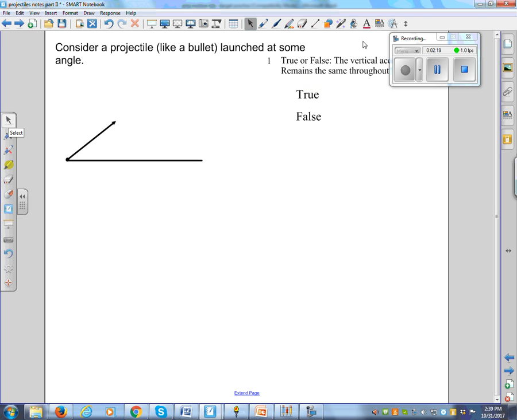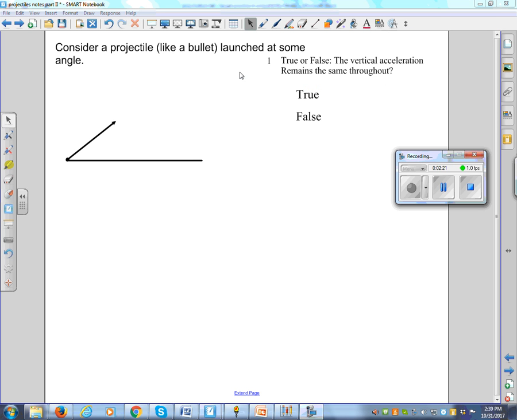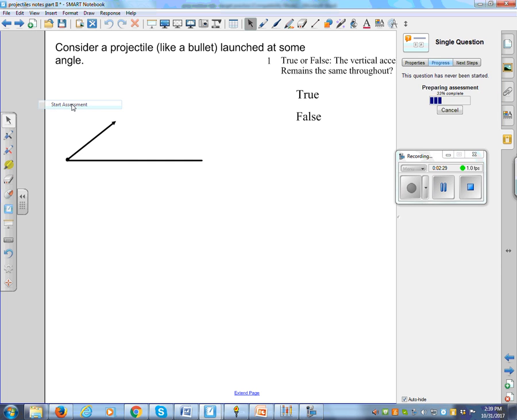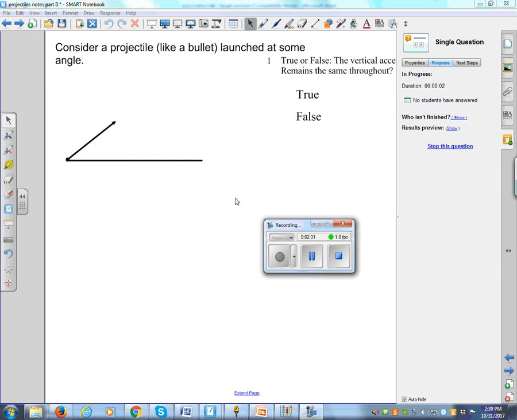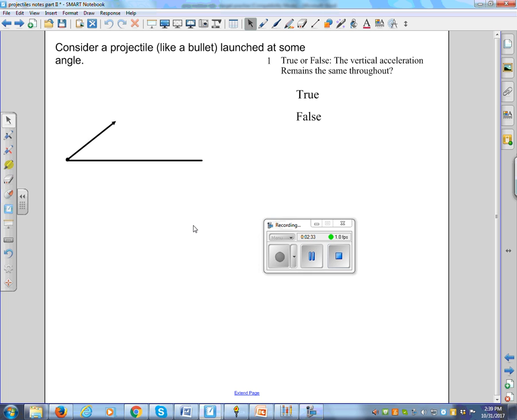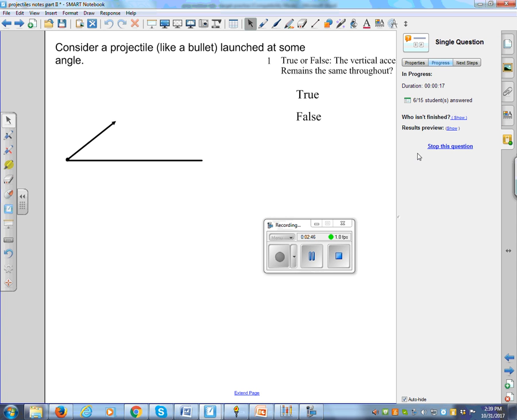Consider a projectile like a bullet launched at some angle. This is just kind of review thinking questions. Let's hit the start assessment. True or false, the vertical acceleration remains the same throughout. I'm just coming back to these and reviewing some concepts. Is that true or false?